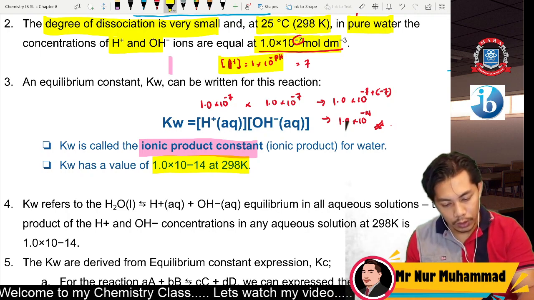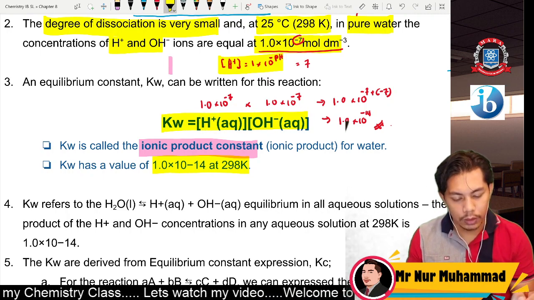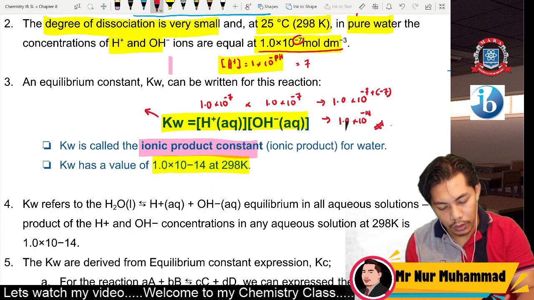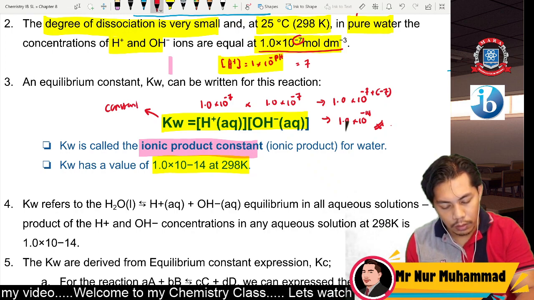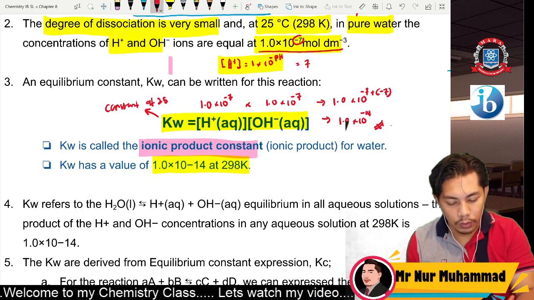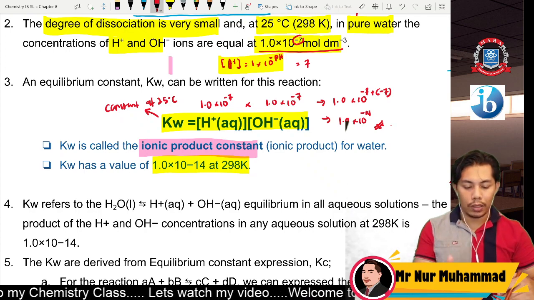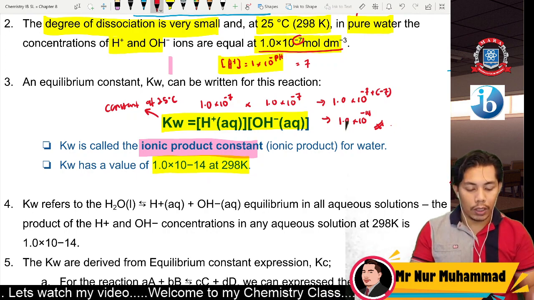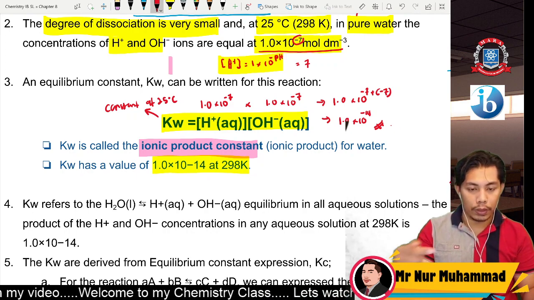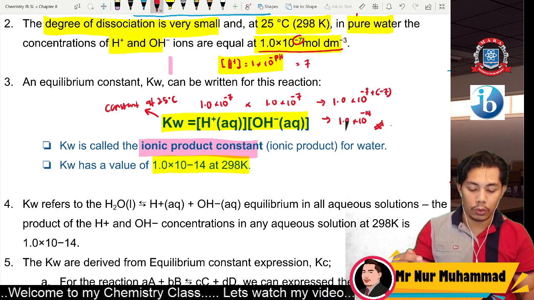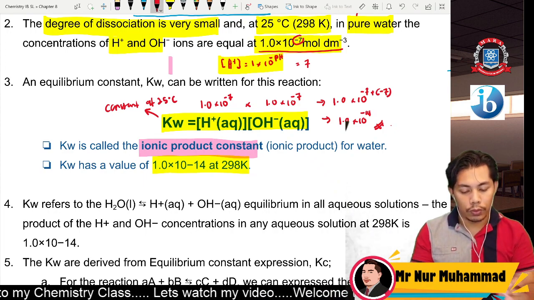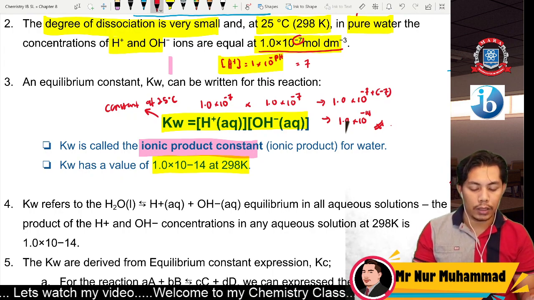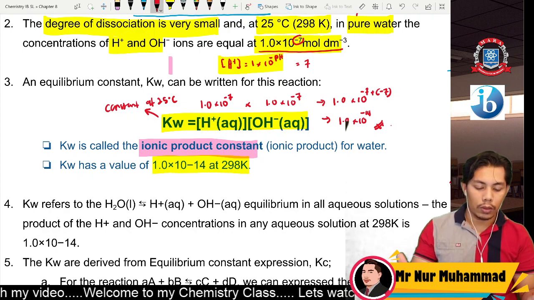So from this formula, this is constant, but make sure it is at 25 degrees Celsius. When the temperature is higher or lower than 25 degrees Celsius, the value of Kw changes. This is specialized for 25 degrees Celsius or 298 Kelvin. From this formula, we can also calculate the concentration of hydrogen ion or hydroxide ion.